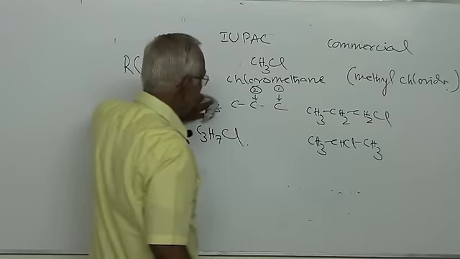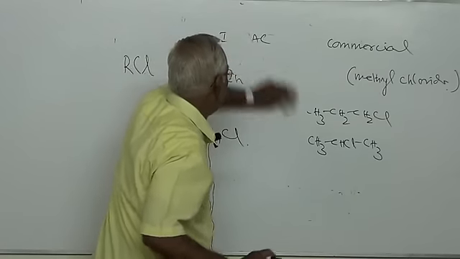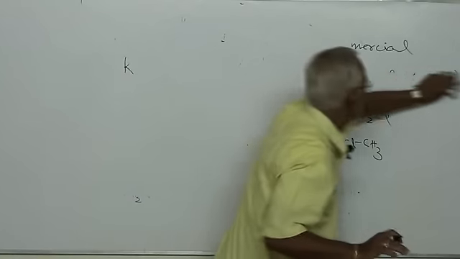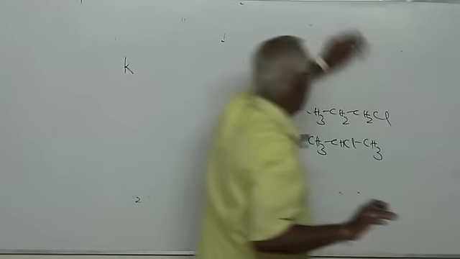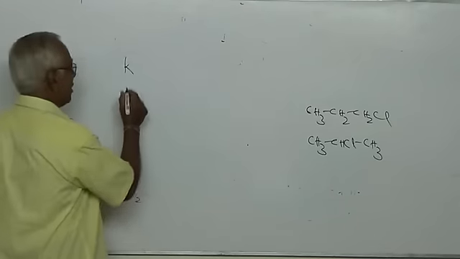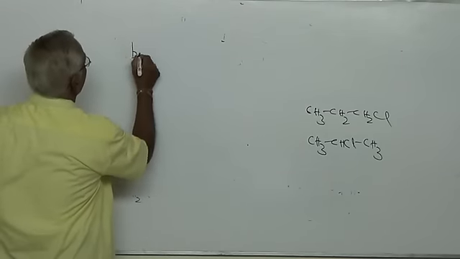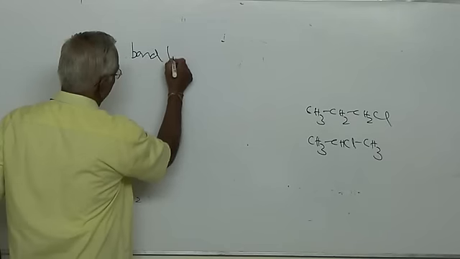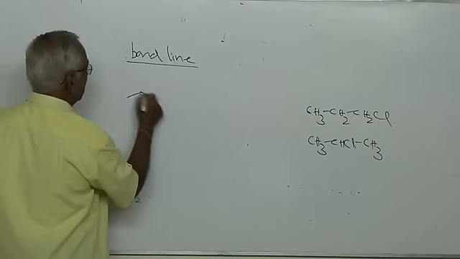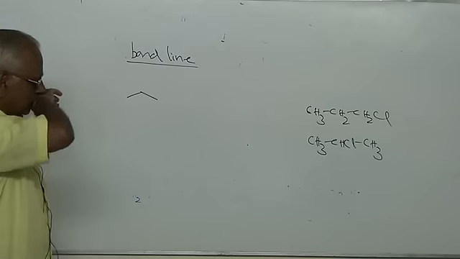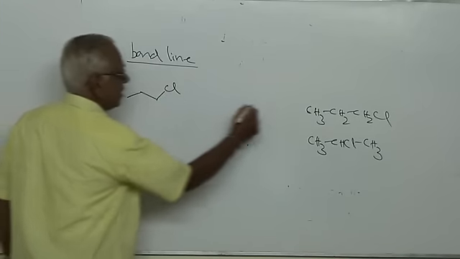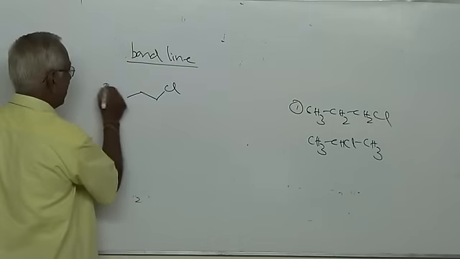Okay. Now, you should also know how to write the bond line formula, because these days molecules are always represented by bond line formula. I'll tell you the important bond line formula. Now, how do you write propane? This is going to be propane. Now, I am going to have a chlorine here. So, this is going to be the bond line formula of compound number 1.